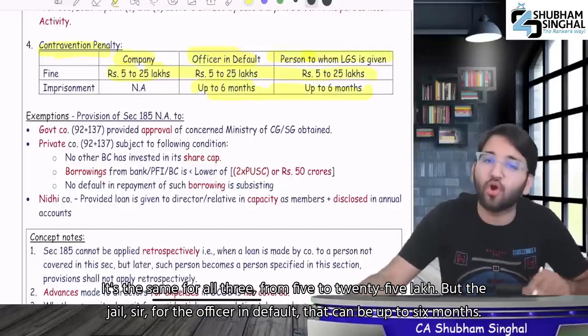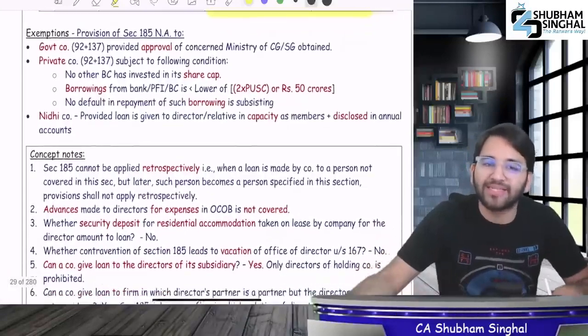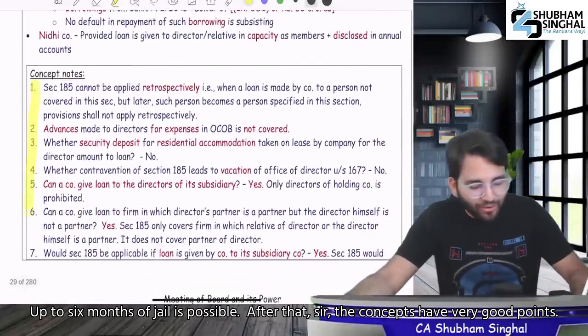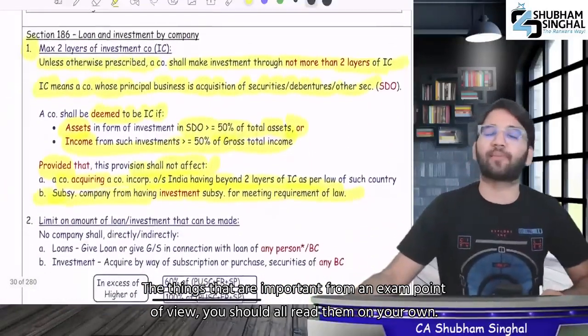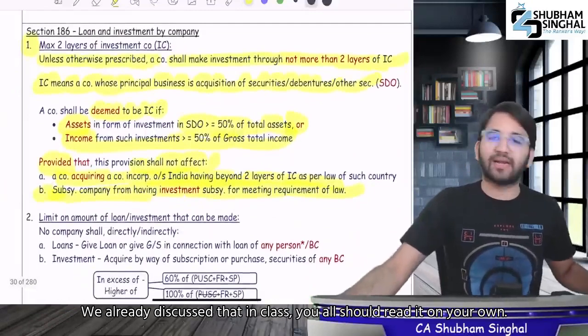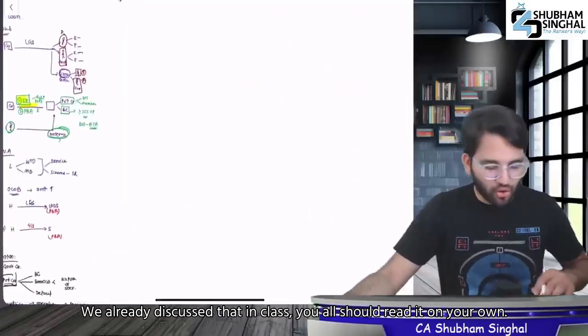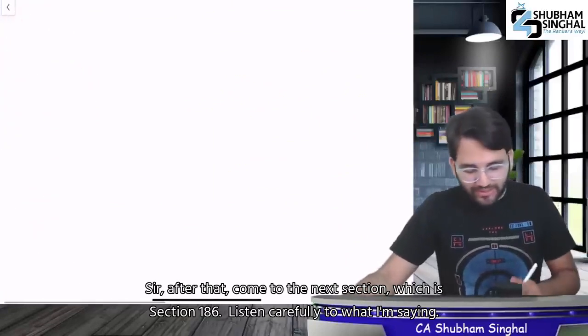But for the officer in default, that can be up to 6 months jail. Up to 6 months jail is possible. Then the concepts have very good points. Few things are important from an exam point of view. We discussed that in class, you all should read it on your own. Please read it. Come to the next section, which is section 186.